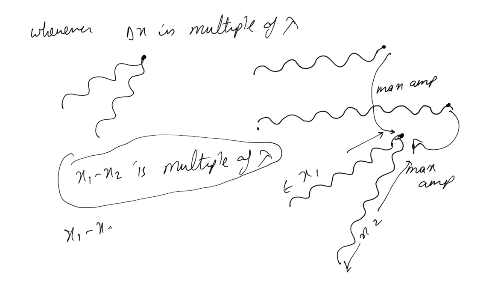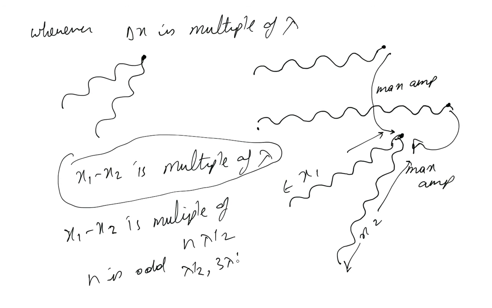But if x1 minus x2 is n lambda over 2, where n is odd, which means the path difference between them is an odd multiple of lambda over 2, which means lambda over 2, 3 lambda over 2, 5 lambda over 2, then when these two waves travel and reach here, we'll find that the first wave will look like this and the other wave will look like that. So they'll cancel each other after traveling like this. So whenever the path difference is like this, then we have a minima there.